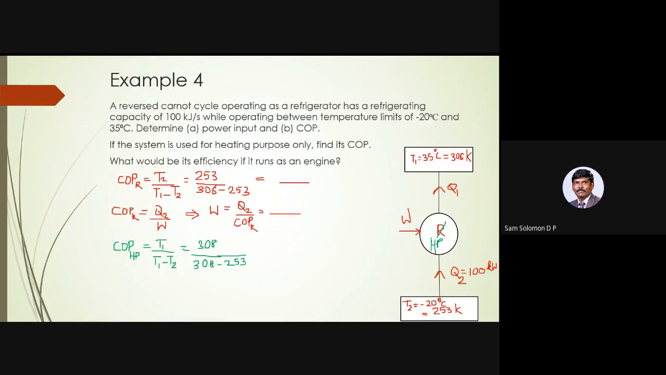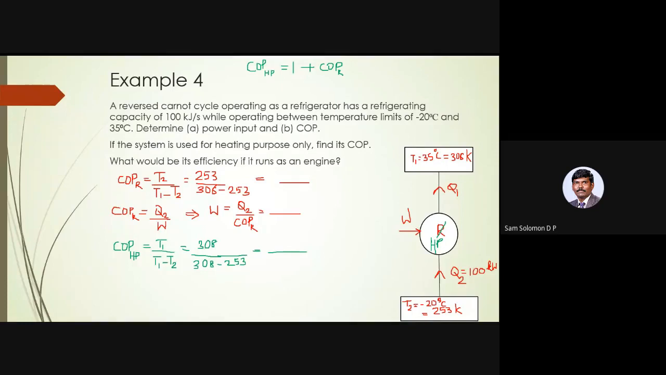So this will give you a value greater than 1, just like we saw in the previous class. Because it is operating between the same temperature limits, you can straight away write COP of the heat pump is equal to 1 plus COP of the refrigerator. You can use this formula also. So both will give you the same answer. Okay, so now we have solved the second subdivision also.